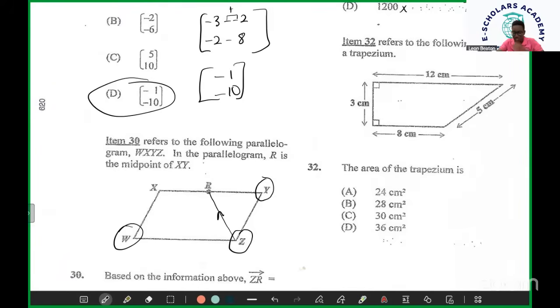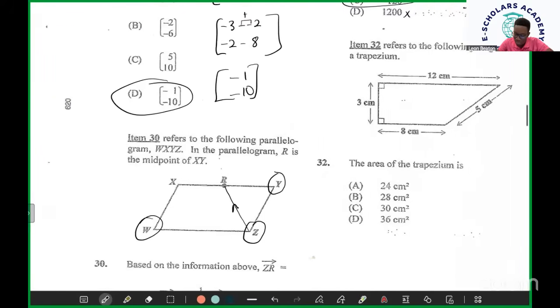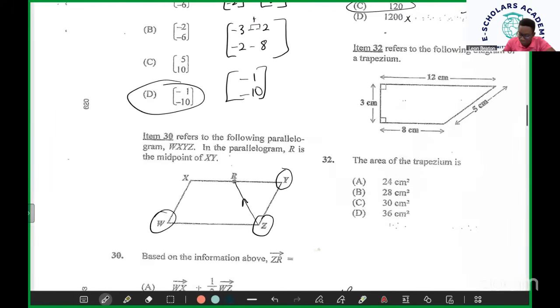Let's go. Trapezium, area of the trapezium. So we know the formula to find area for a trapezium is half the sum of the parallel sides, which is 12 plus 8, times the height, which is 3. So 12 and 8 is 20. Half of 20 is 10. 10 times 3 is 30. So C.